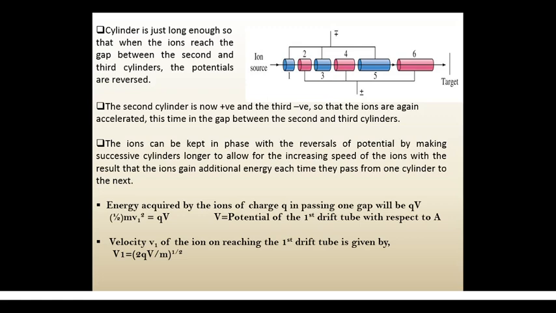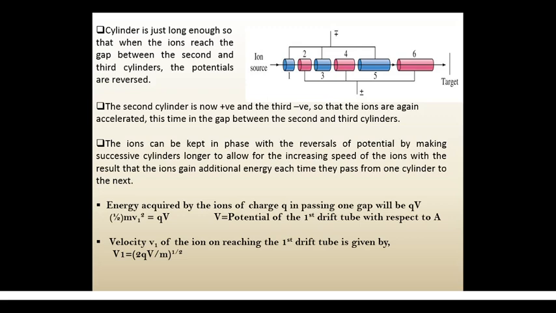So the ions gain an additional amount of energy qV. In the first drift tube, it has attained an amount of energy qV. Now on having velocity v2, it has attained an energy 2qV. So how can we write? Half m v2 square is equal to 2qV.